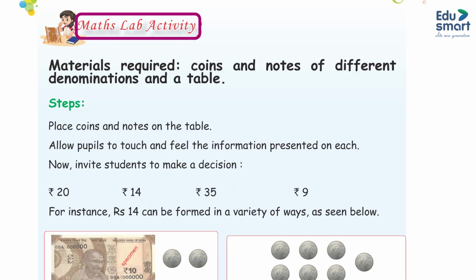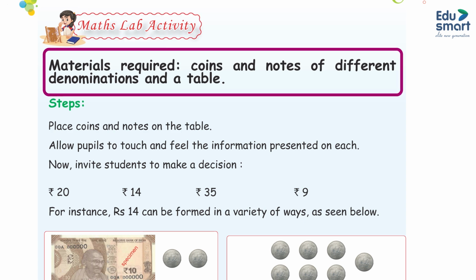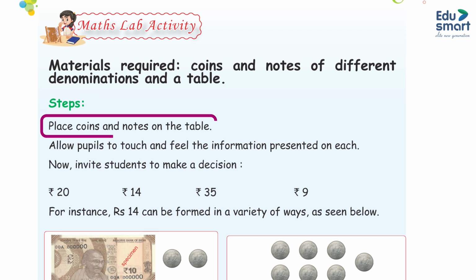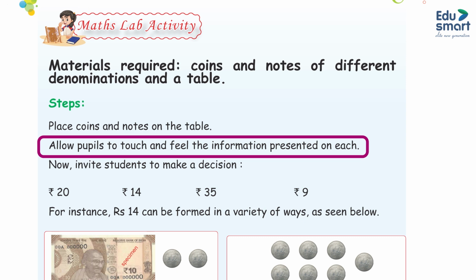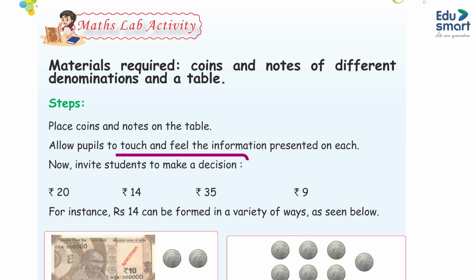Maths lab activity. Materials required: coins and notes of different denominations and a table. Steps: place coins and notes on the table. Allow pupils to touch and feel the information presented on each. Now invite students to make a decision.